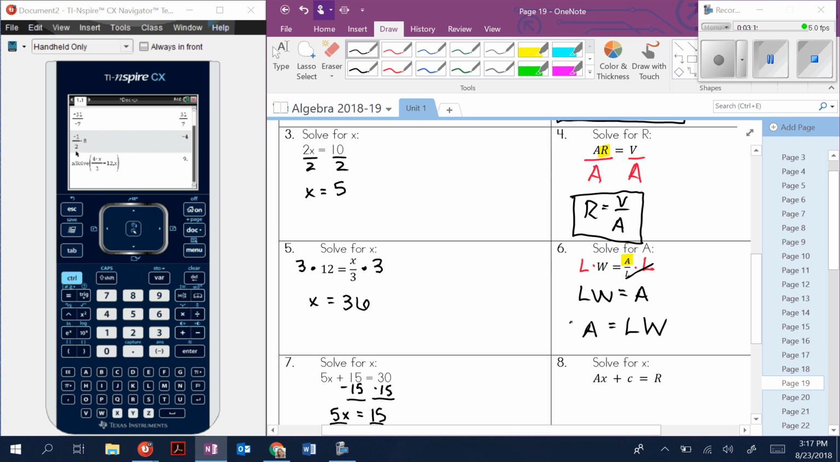Oh my gosh, I know what that is. That's the area formula of a rectangle. So cool. Okay. Here we go.